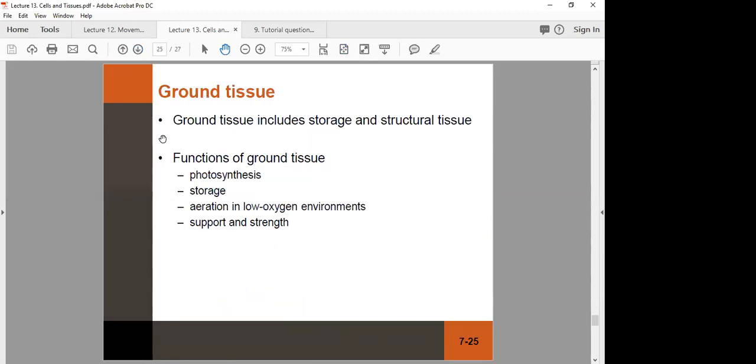All right, second major type of plant tissue is called ground tissue. And there are many different types of ground tissue cells, which we won't go into here. This is just a very broad overview. Ground tissue includes storage tissue and structural tissue. Here are some of the functions of ground tissue. Photosynthesis, so those photosynthetic cells that we just looked at are examples of ground tissue. Ground tissue functions in storage, aeration, support, and strength.